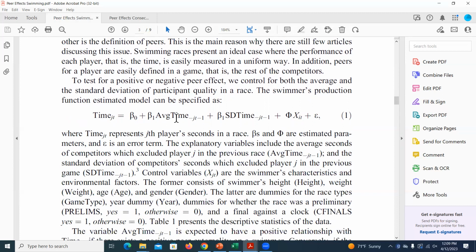We're then going to look at the average time of everybody else in that current swim, right? So this is going to try to capture the average quality of my peers, or the average quality of the people I'm swimming against. So if we do find peer effects, if the average time of my peers goes up, what would we expect to happen to the performance or the time of the current swimmer?